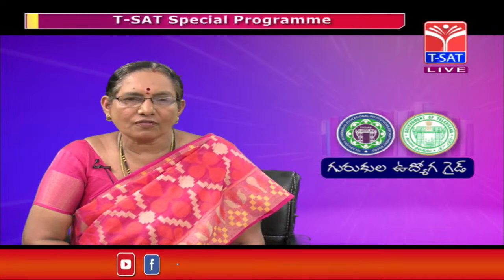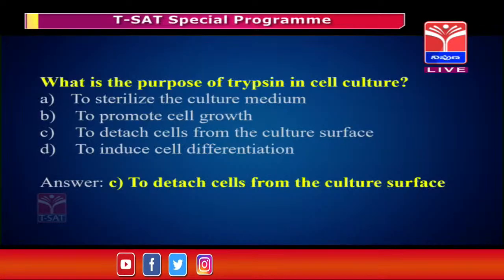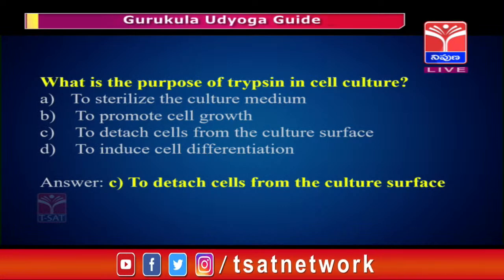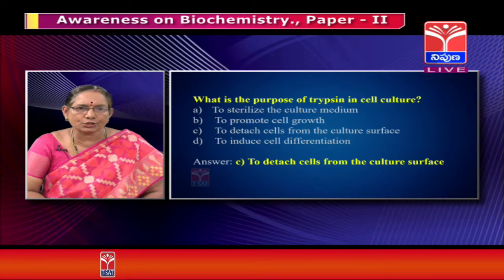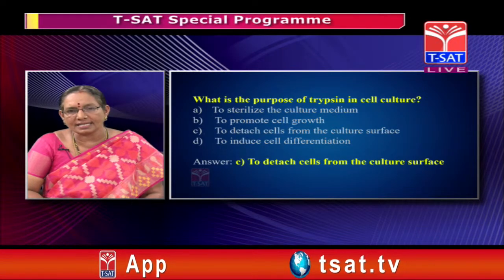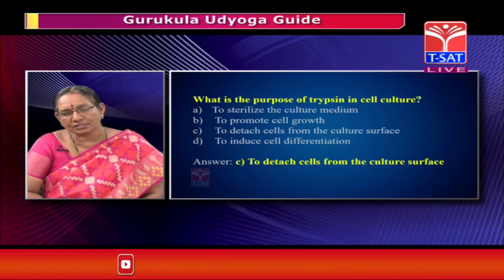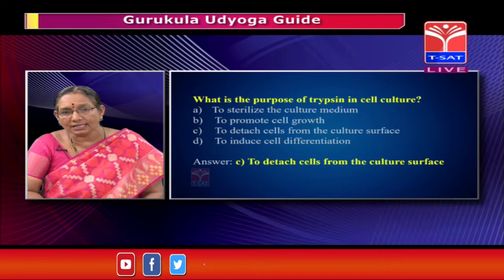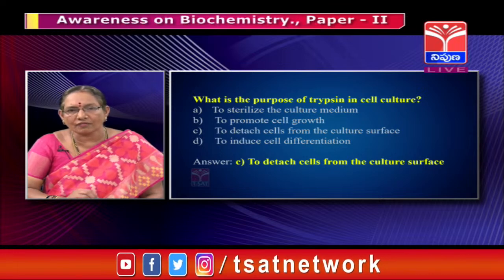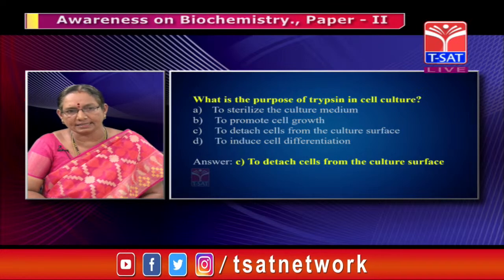What is the purpose of trypsin in cell culture? I think this is testing our knowledge of cell culturing methods. The role of trypsin is to detach the cells from the culture surface. So when you are culturing a monolayer in petri dishes, as you learn cell culturing, you will understand the role of each important ingredient.